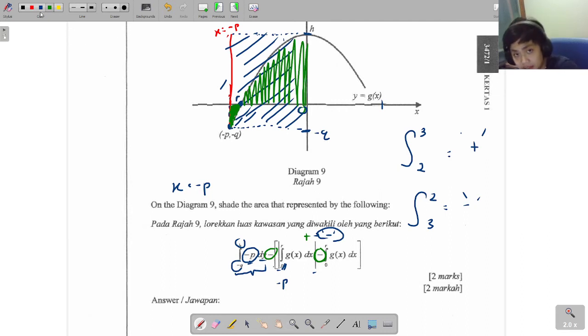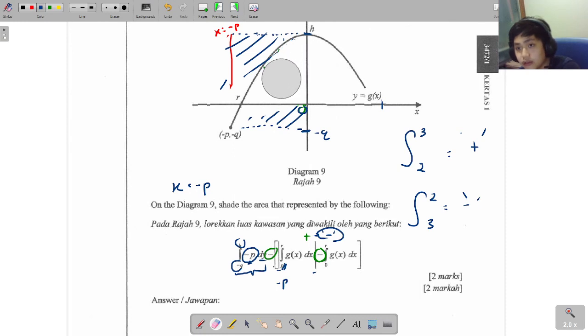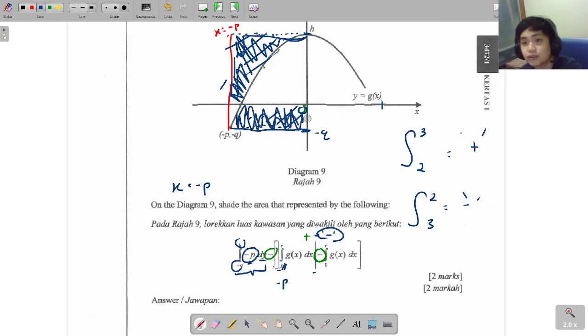Yeah, so if we minus off these two parts, I'll just take the eraser. Hopefully I don't erase too much. Okay, that's too much, but never mind. I'll just redraw it. So we have just this area left over. So we're shading here and here. Right, so this should be our answer.